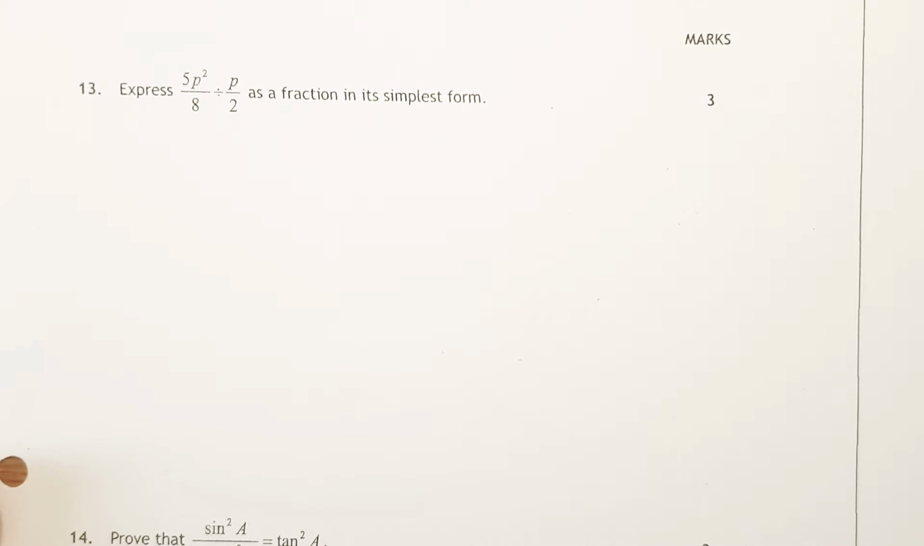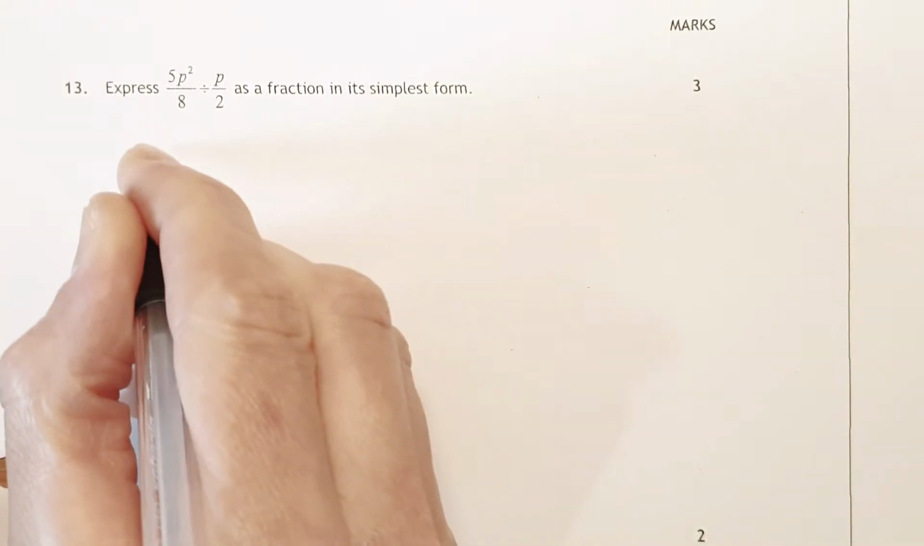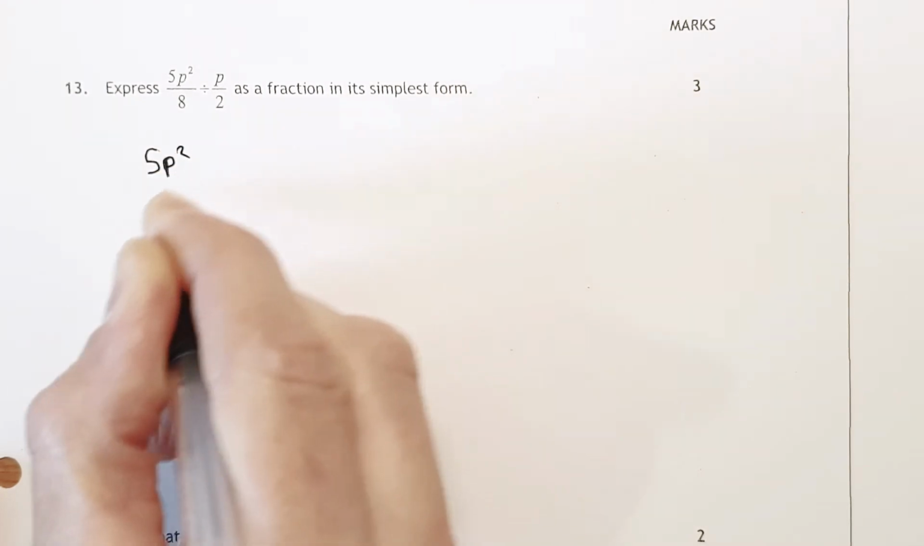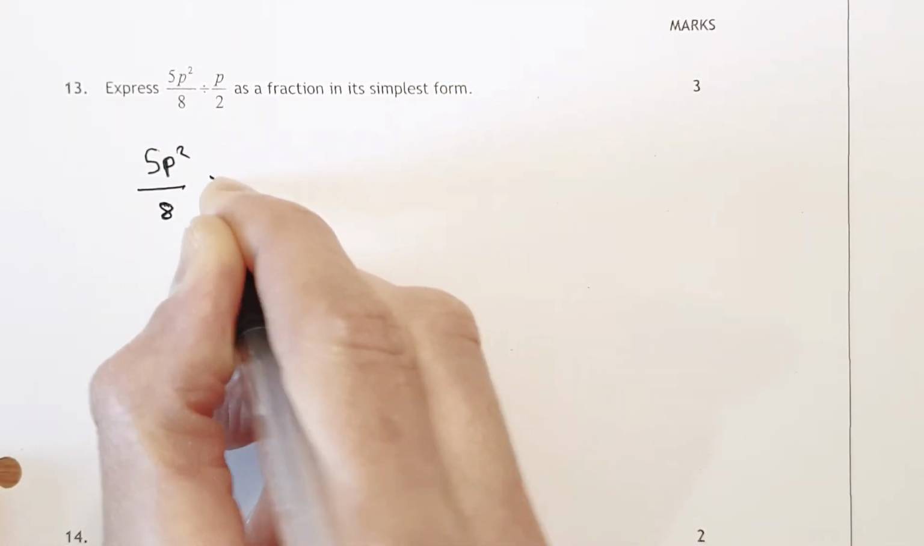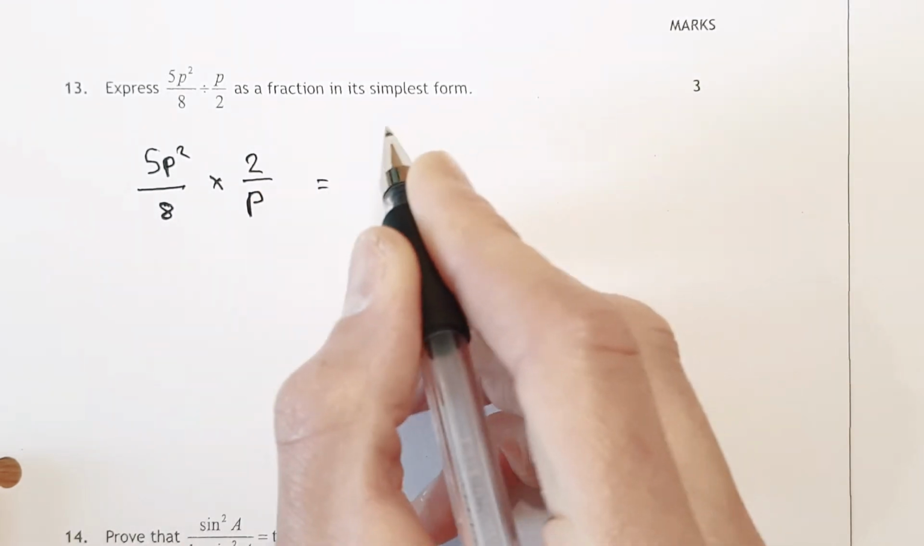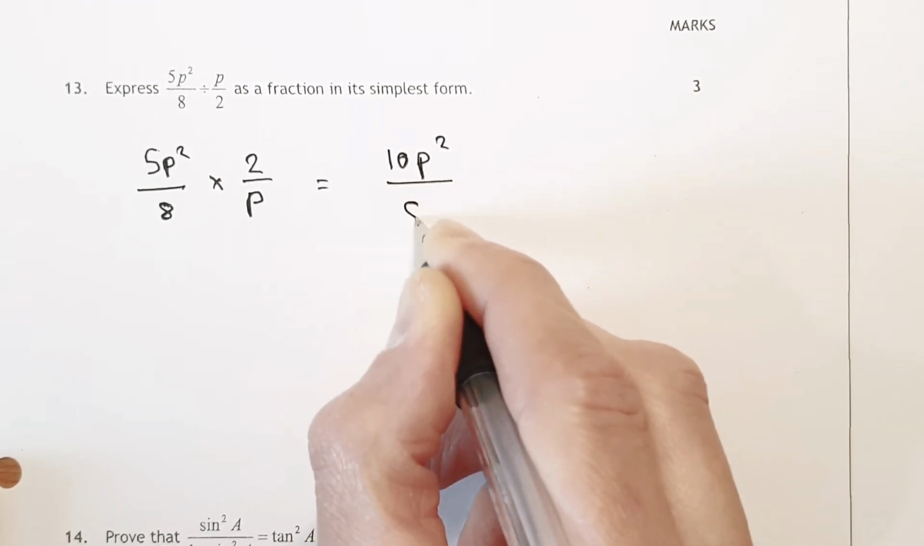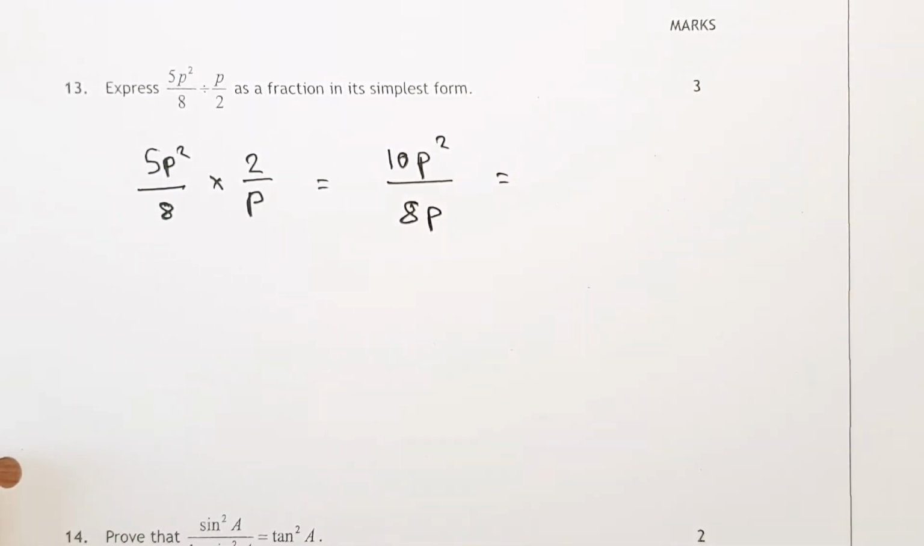So when you're dividing fractions, we're going to flip the second one and change from a divide to a multiply. So it'll be 5p squared over 8 multiplied by 2 over p. Now if we multiply the numerators together, we're going to get 10p squared over 8p.